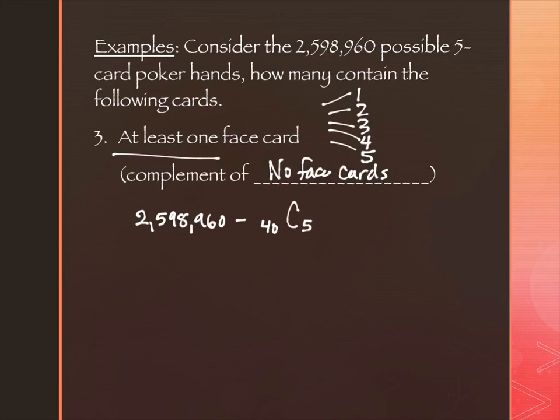You could count up the non-face cards as well if you wanted to. Count 2 to 10, make sure you don't forget the ace, and multiply that by 4. You'd get the right number as well. You'd have 40. So we have our 2,598,960 minus 40 factorial over 5 factorial what? 35. Yep, 35 factorial. Remember, the denominators have to add up to the numerator with those factorials.